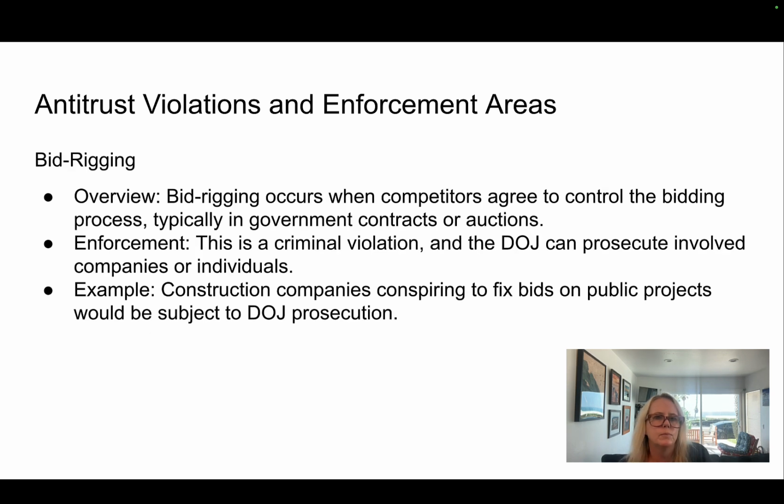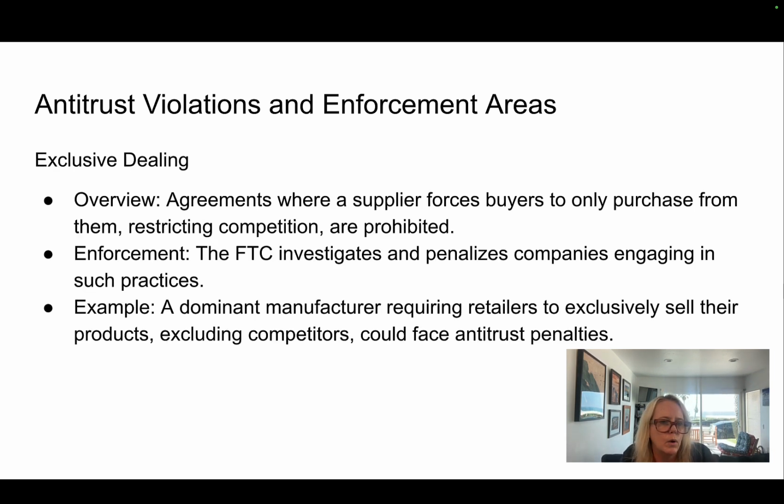Bid rigging occurs when competitors agree to control the bidding process, typically in government contracts or auctions. So construction companies that are conspiring to fix bids on public projects would be subject to a DOJ investigation. This is criminal, and it would be prosecuted by the DOJ. Exclusive dealings are agreements where suppliers force buyers to only purchase from them, restricting the competition. So a dominant manufacturer requiring retailers to exclusively sell their products to the exclusion of competitors could face antitrust penalties.